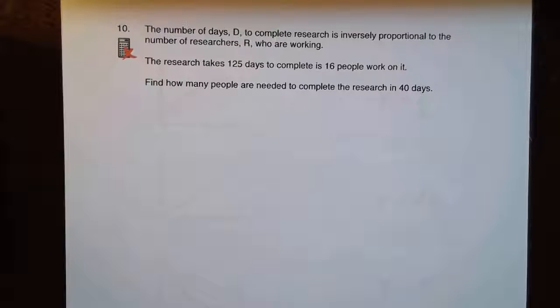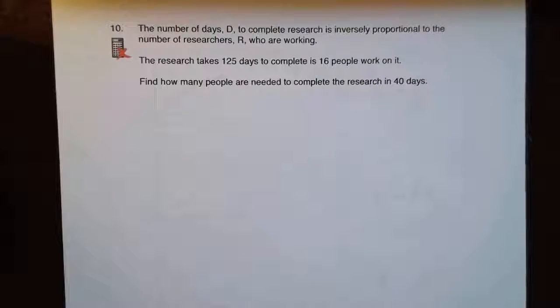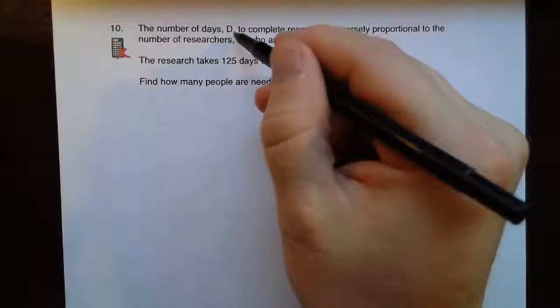Question 10. The number of days D to complete research is inversely proportional to the number of researchers R who are working. The research takes 125 days to complete if, I think that should read, 16 people work on it. Find how many people are needed to complete the research in 40 days. Okay, so let's just make a start.